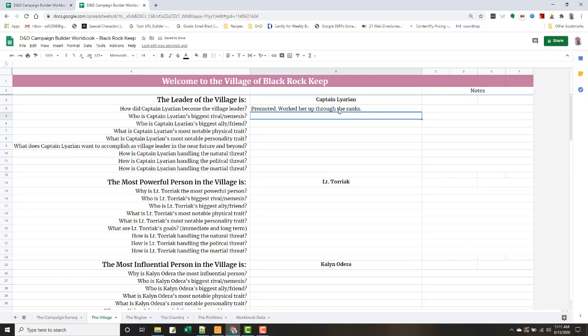So who is Captain Liarian's biggest rival, nemesis? Now, we already kind of defined Callan O'Dara as a rival, a nemesis. And since she worked her way up through the ranks, and Callan O'Dara is a retired soldier, maybe at one point in time they were lieutenants together or somewhere at that level, and her ambition overwhelmed his. There may have been some conflict there, or she saw that he was trying to go after the position she wanted, and she outmaneuvered him.